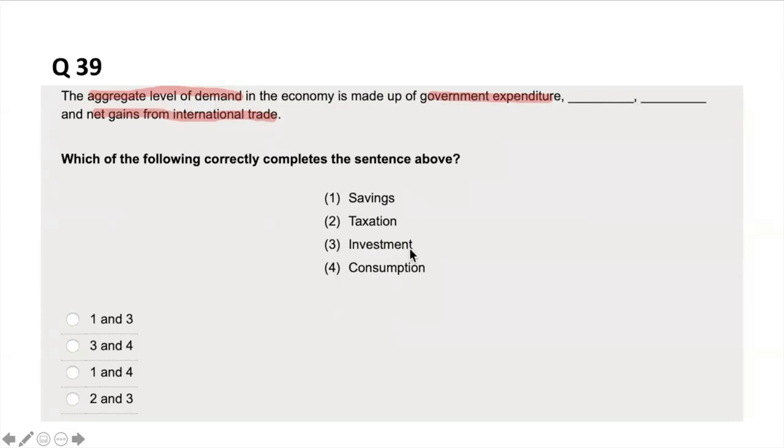If you've done your studies, you would know that the consumption by people and the investments would be the 2 that are missing, because taxes being paid do not help the aggregate level of demand formula, nor do the savings that people made. It's the expenses that they make, not how much they save. So the answer here is 3 and 4. The investments, consumption, government expenditure, and the net gains from international trade would make up the aggregate level of demand. Therefore, the answer is the second one.